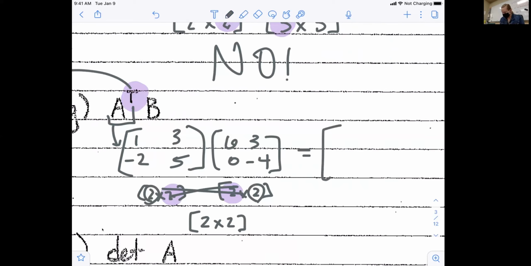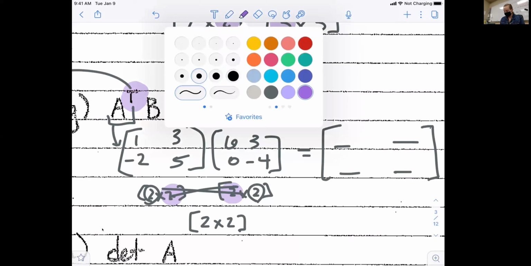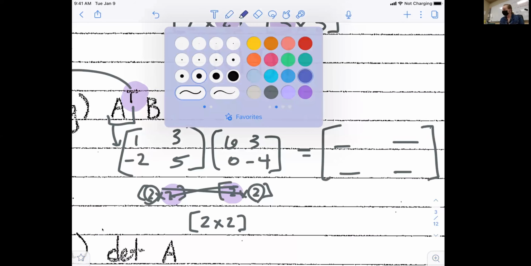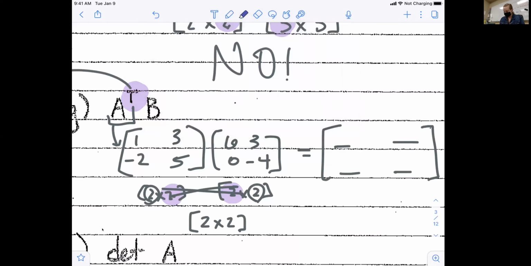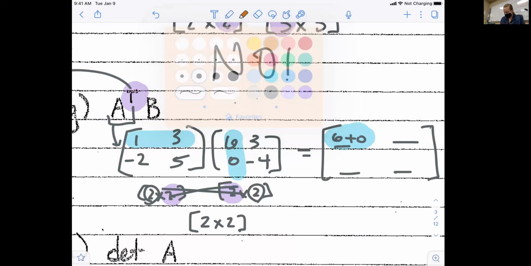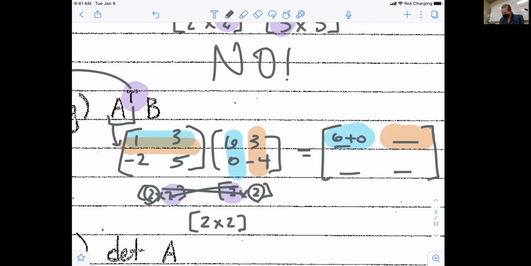Gonna set myself up. We just did this before lunch, so hopefully you have some memory still of it. I'm gonna do my multiplying. I'll narrate if anyone needs to hear me. If you're good to go on your own, go for it on your own. 1, 3, 6, 0. First row, first column goes in the first row, first column. 6 plus 0. I'm gonna stay in the first row, but now I'm gonna go to the second column. So I've got 1 times 3 is 3, and then 3 times -4 is -12.